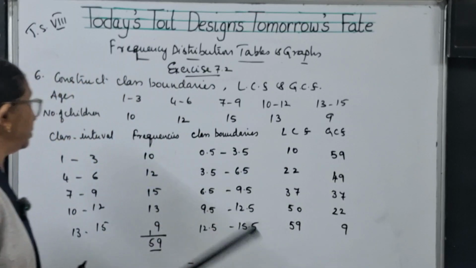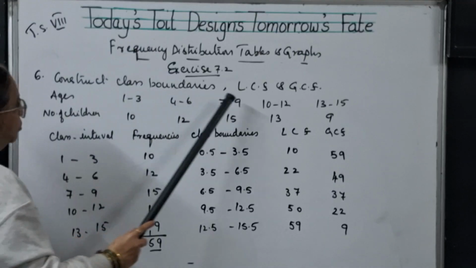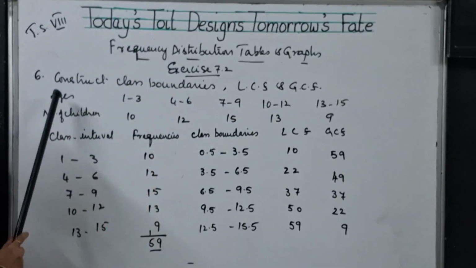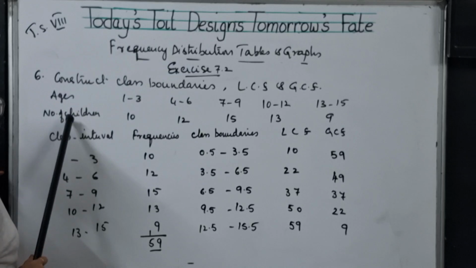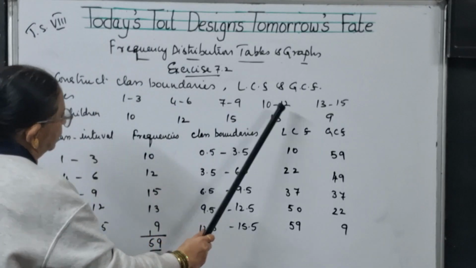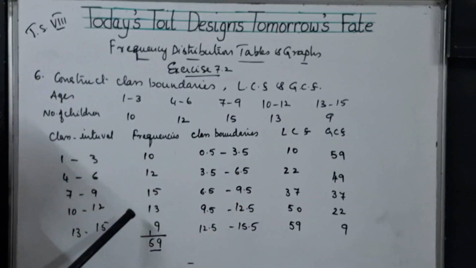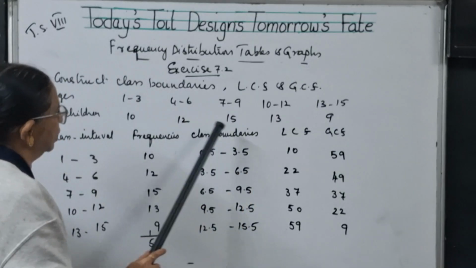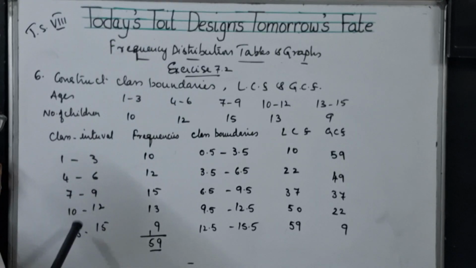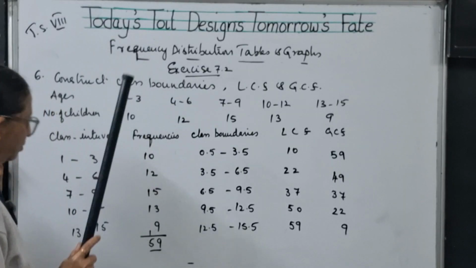So, let us see once again. Class boundaries, less than cumulative frequency, greater than cumulative frequency. They asked us to do it with ages and number of children. 1 to 3, 4 to 6, 7 to 9, 10 to 12, 13 to 15 are the class intervals. 10, 12, 15, 13, 9 are the frequencies. So, class intervals I wrote, frequencies I have written.